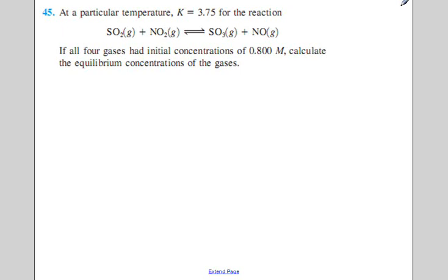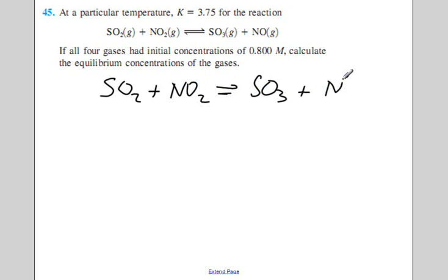Why don't we write out the balanced equation, and we're going to do an ICE table underneath, right? So SO2 plus NO2 makes SO3 plus NO. If it didn't strike you immediately that this was a tougher problem, then I think as you start to fill out the ICE table, you'll get a second chance to catch this fact.